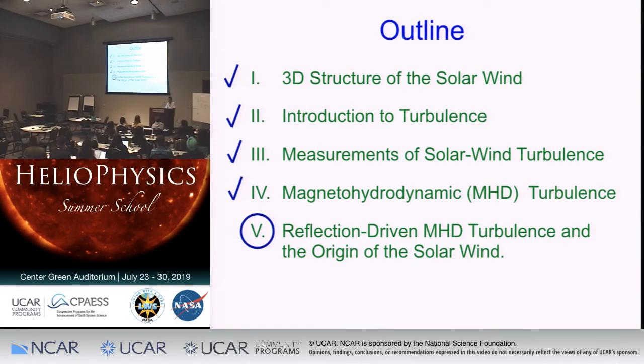I'm going to finish, though, with one final thing, which is a little less into the nitty-gritty and more into the big picture. We started talking about solar wind structure. Let's finish talking about solar wind. So how does this turbulence really play out in the solar wind? There's one more wrinkle that I want to introduce you to.